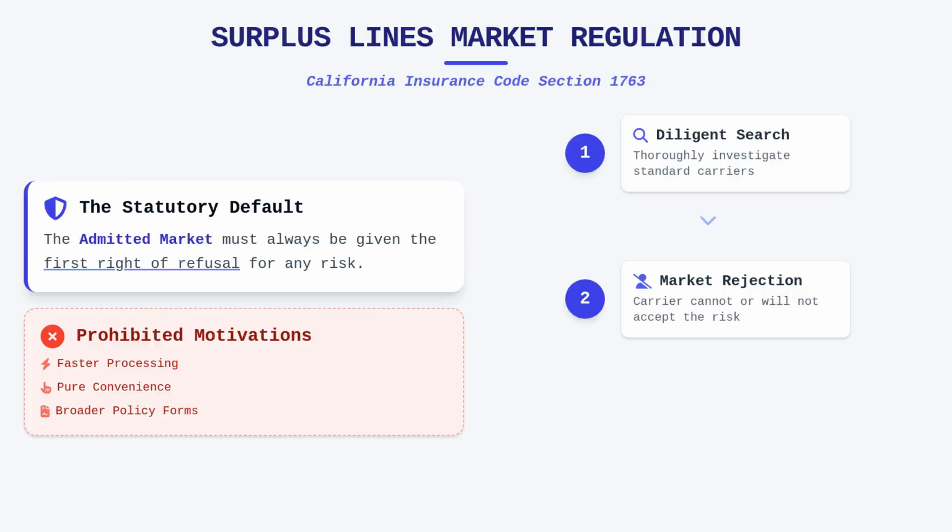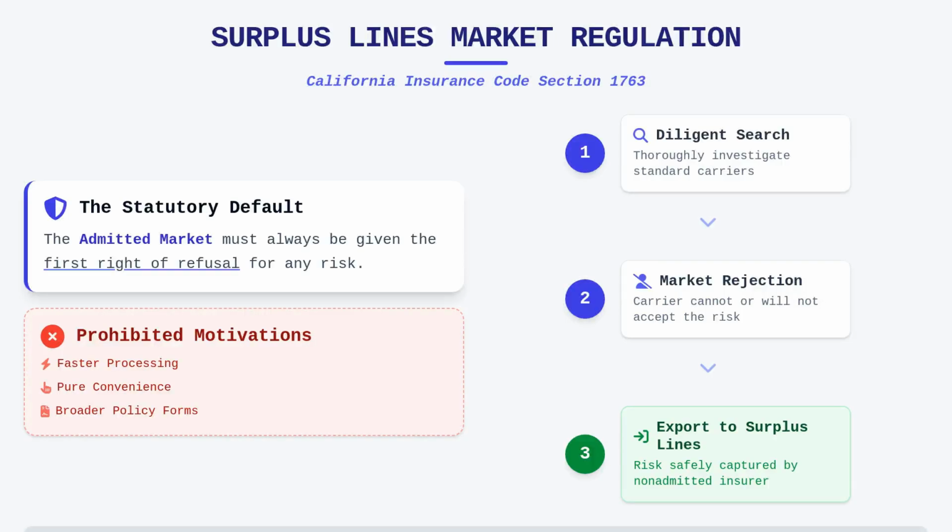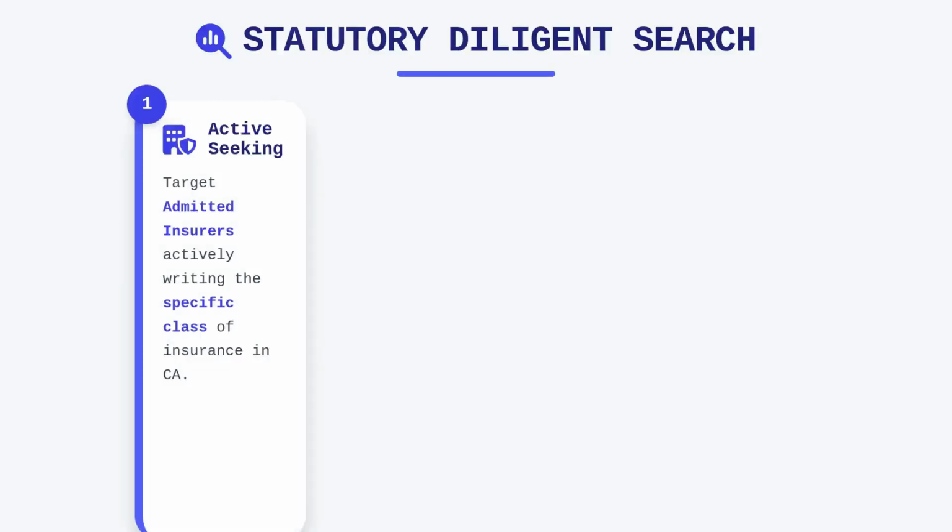A producer must thoroughly investigate the standard market before concluding that a risk must be exported to a surplus lines broker. To satisfy the statutory definition of a diligent search, a license holder must actively seek coverage from admitted insurers that are actually writing the specific class of insurance in California. This means you cannot satisfy the requirement by submitting a commercial property risk to companies that only write private passenger automobile coverage.